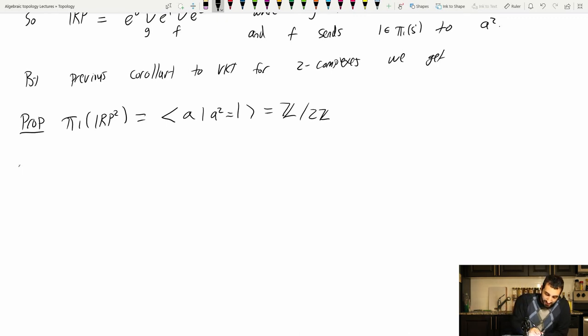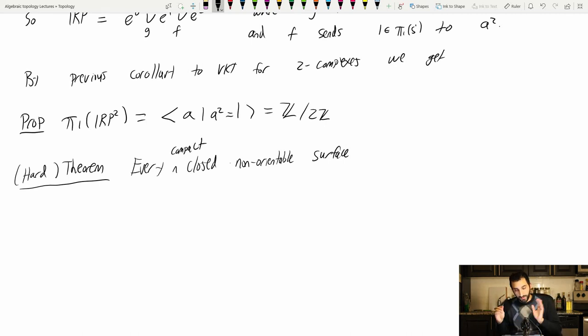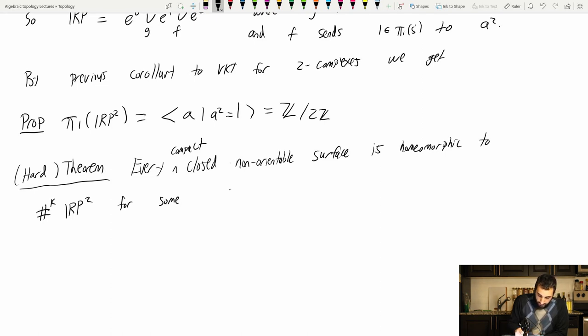And here's another hard theorem. Every closed non-orientable surface, should also say compact. Won't get into what that means, but no infinite type behavior going on. Every compact closed non-orientable surface is homeomorphic to the connected sum of k RP2s for some natural number k, at least 1. So now, if we understand how to do connected sums on RP2, we'll understand the fundamental group of every non-orientable surface. So let's get to that.